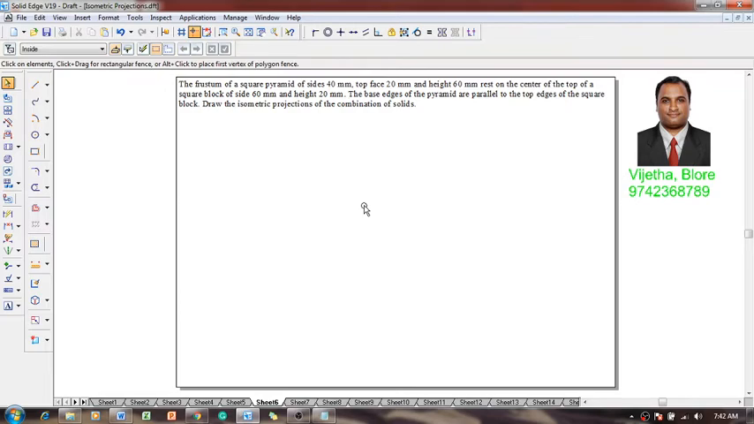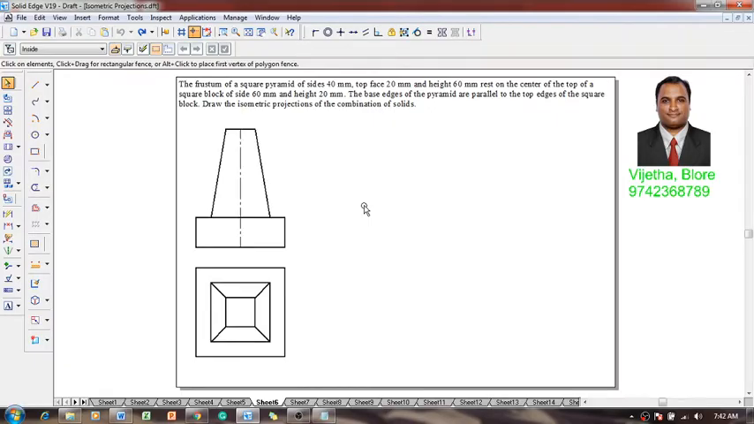According to the given question, we have a frustum of a square pyramid mounted on a square block, and the edges must be parallel for both solids. So one can consider the orthographic projections like this. We have to construct the square block of 60 mm with a thickness of 20 mm, and above it a frustum of a square pyramid, 40 mm at the bottom, 20 mm at the top, and a height of 60 mm. Now let me show you how to solve the problem.